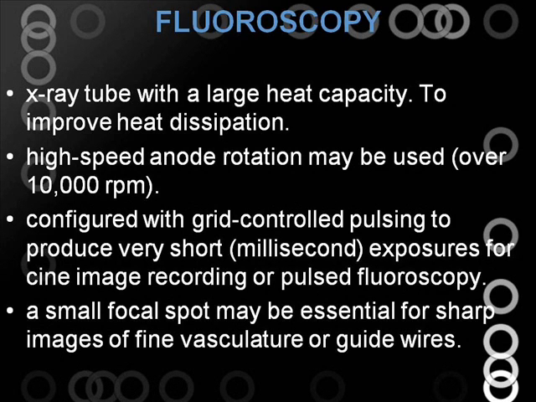For fluoroscopy, an X-ray tube with a large heat capacity is used to improve heat dissipation, and high-speed anode rotation may be used, for example, over 10,000 RPM. It is configured with grid controlled pulsing to produce very short exposures for fine image recording or pulse fluoroscopy. A small focal spot may be essential for sharp images of fine vasculature or guide wires.